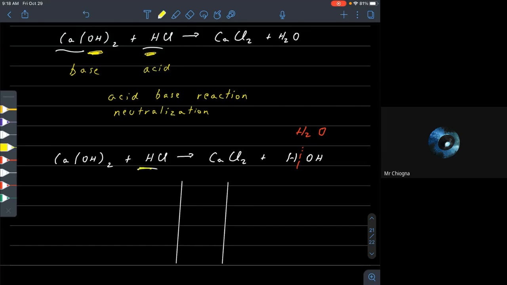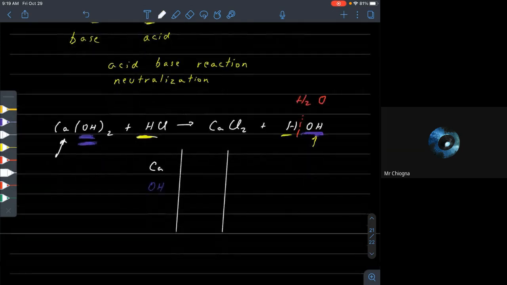There's an H here. There's an H here. This is not an H. Think of that as part of the OH, which is here. So you're going to count H's and OH's independently, separately. Okay? So what do I mean by that? Make a list. We have calcium. We have the OH. I'll put it in purple. We have the H. I'll put that in yellow. And then we have the Cl.